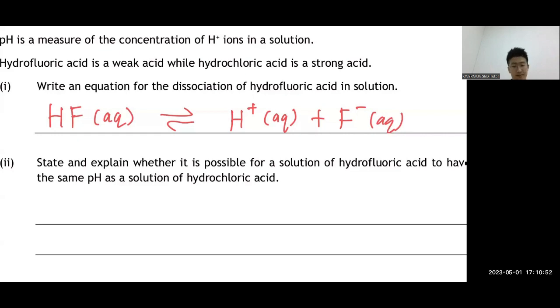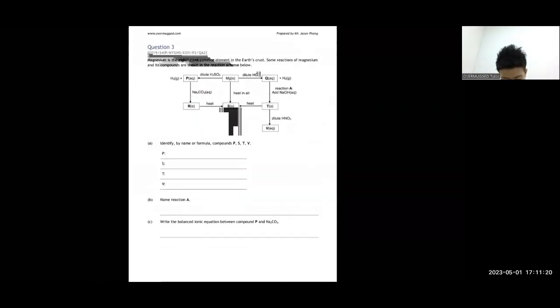Okay. And we're not going to write down part 2. Can you just tell me, will it have the same pH as hydrochloric acid? Who has a lower pH? Hydrochloric. Hydrochloric is the stronger acid, so lower pH. Hydrofluoric is the weaker acid, so higher pH, but still below 7. Can? Okay. Awesome.